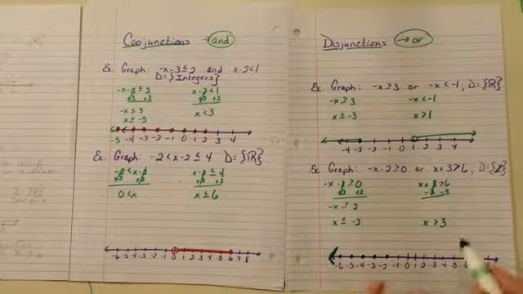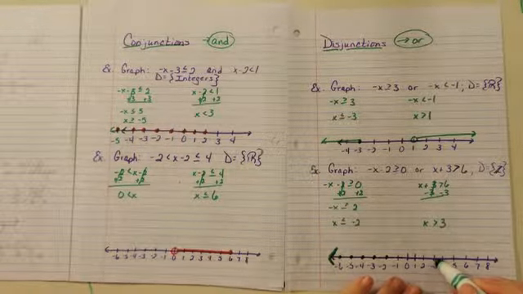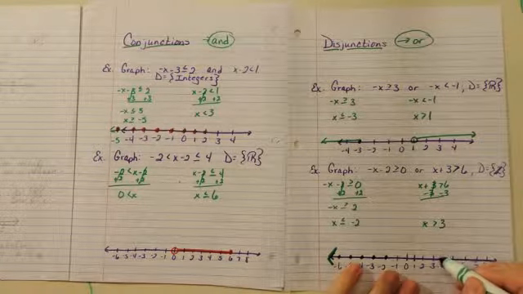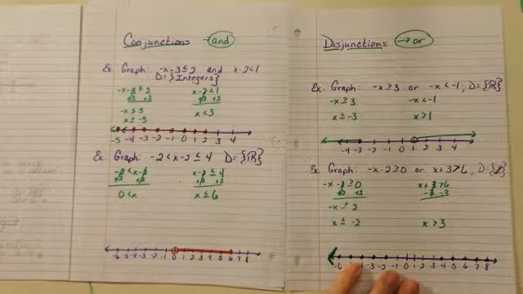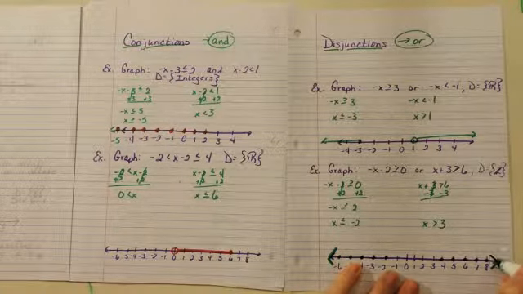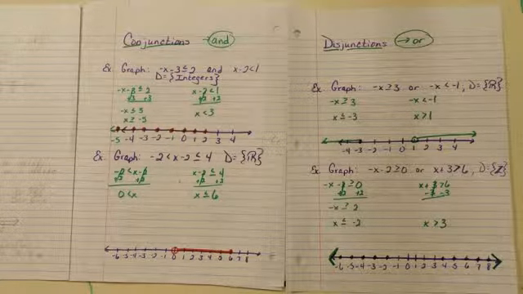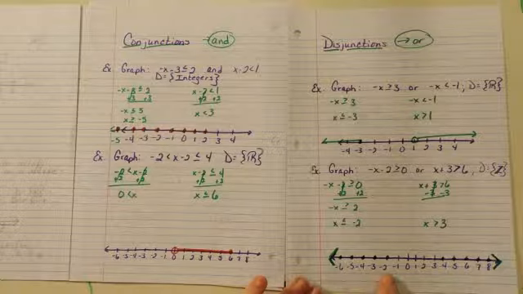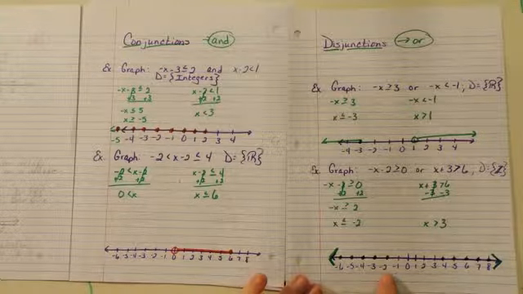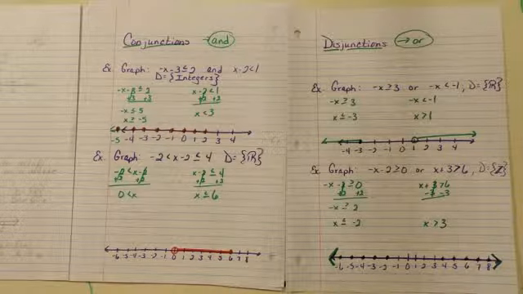Or x can be greater than 3. We don't need to put a dot there because we're only doing integers. So we're going to just put closed dots on all of the integers that are greater than 3 and a big arrow here to show that it continues in that pattern. So the answer is either an integer that is less than or equal to negative 2, or an integer that is greater than 3.